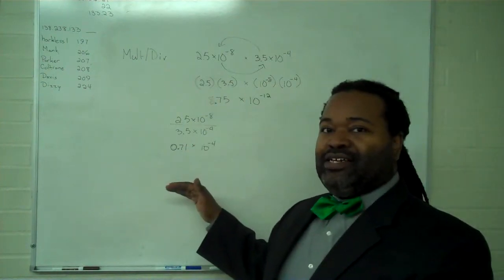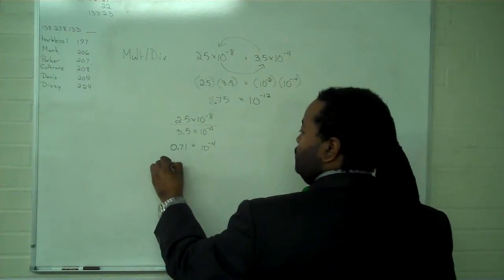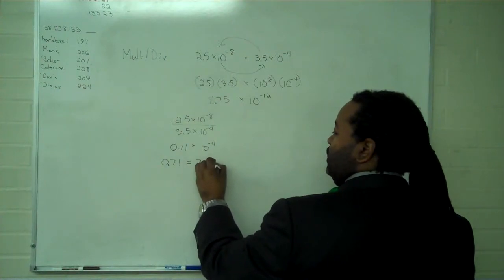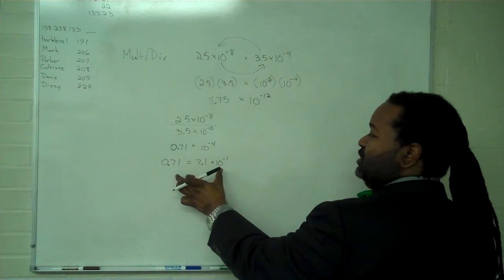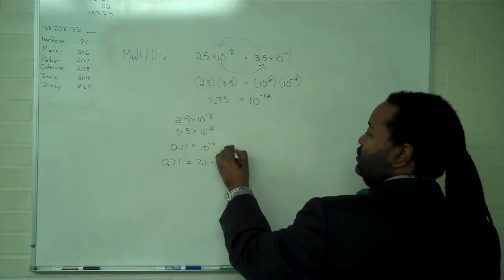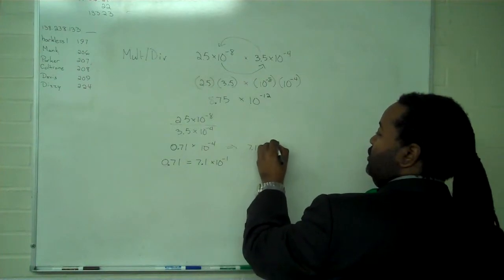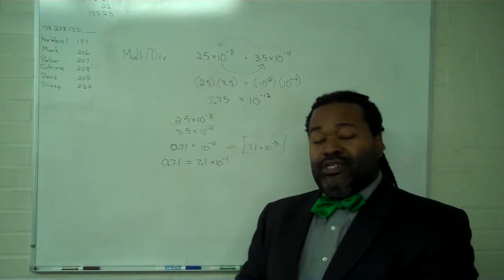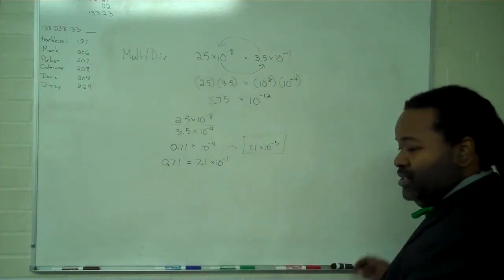However, this is not scientific notation. 0.71 itself is equal to 7.1 times 10 to the negative 1. So if I substitute in here, this gives me 7.1 times 10 to the negative 5 as my final answer. So all of this can be done without benefit of any fancy calculators.